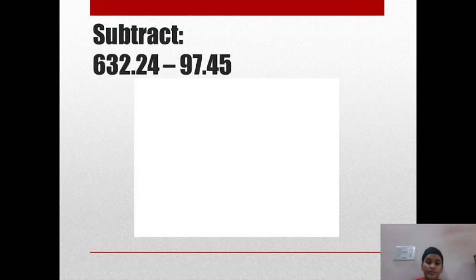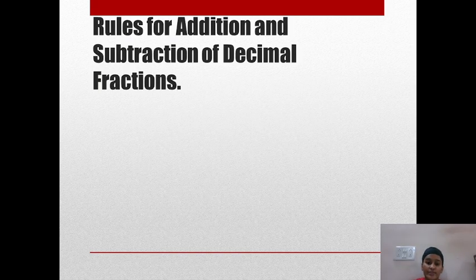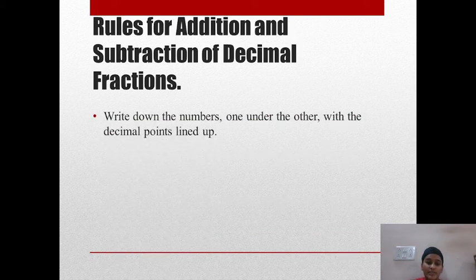Okay, so you have watched the video. You have seen the addition as well as subtraction part. Now let us see the rules for addition and subtraction of decimal fractions. I have already explained you in the video, but still we'll just go through. First, you will write down the numbers, one under the other with the decimal points lined up. First you will put the decimal point and accordingly you will put the numbers. You will check the place values, whether it's units, tens, hundreds, or tenths, hundredths, thousandths.